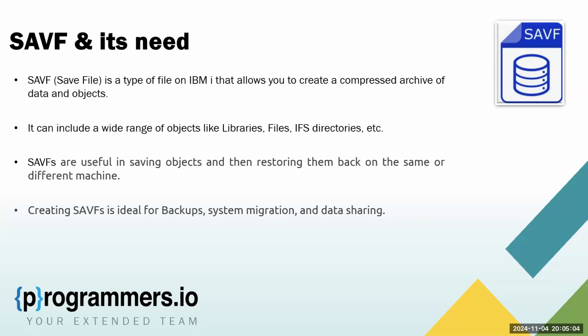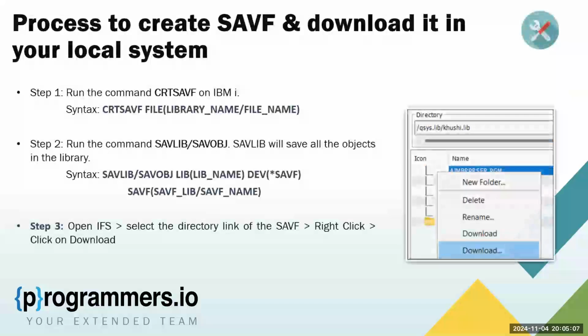Now let's see the practical aspects. First is how to create the save file and download the file to your local system. Step 1 is to create the save file using the CRTSAVF command. We have to mention the library name in which we wish to create the save file and then the save file name.